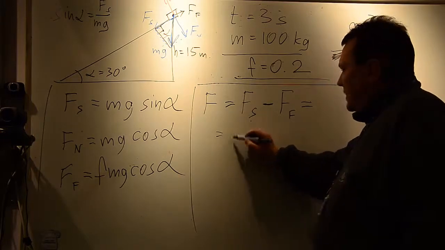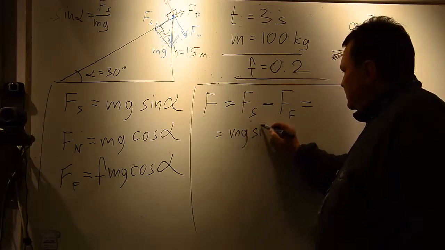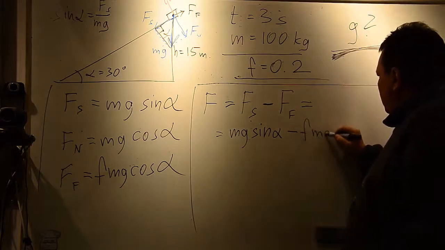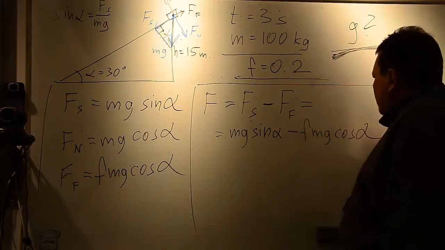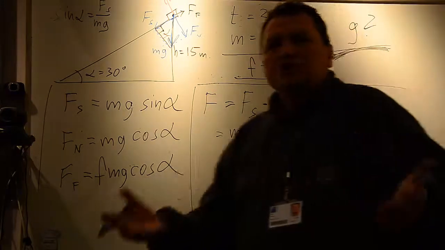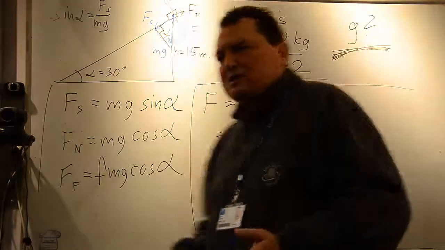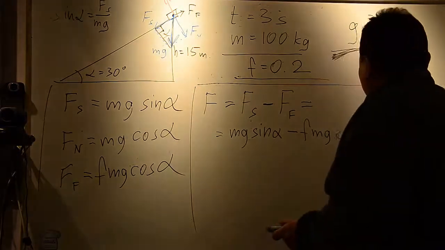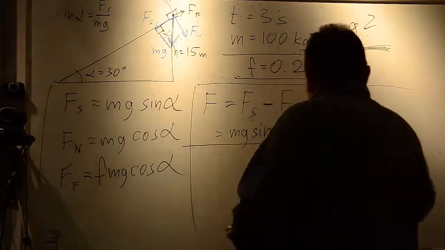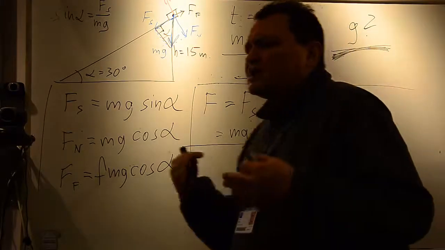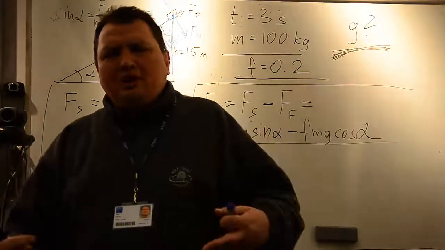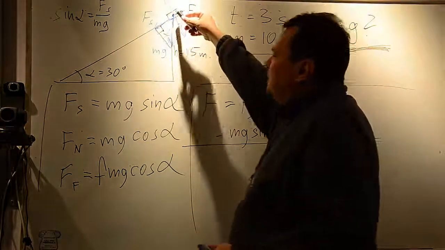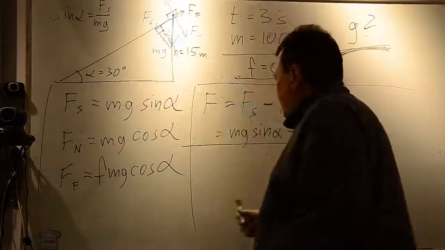It's mg sine alpha minus f mg cosine alpha. And don't worry that we don't know g at the moment. We know everything else, and probably we won't need too much about this thing. These are forces. The next pretty much standard step is to calculate the acceleration with which this object will slide down.